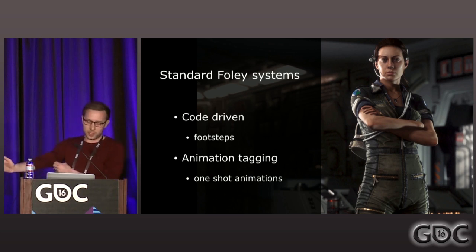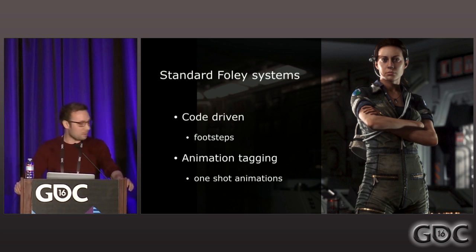So, some of the systems we used in AI for the Foley, most of you probably know these. This is kind of standard stuff. We had code-driven Foley for the footsteps. There's a little bit of code that detects on collision between your foot and the world what kind of footstep that was, whether you're running, walking, turning, what kind of material it was. And that's passed into Wwise, and we play the appropriate sound.